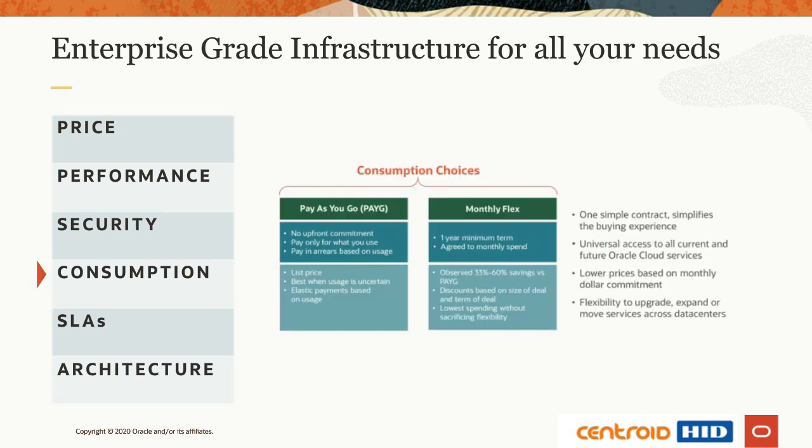Now, from a consumption standpoint, Oracle knows and fully expects that your consumption needs are going to change over time. So there's a simple contract, a simple buying experience with universal cloud credits or UCCs, which give you access to all of the current services as well as future cloud services that Oracle might make available as well. And you have the ability to upgrade or expand or move those services across data centers as well. So you're not locked into a specific set of services that you sign up for, but really have the flexibility to consume any service, again, current as well as future.